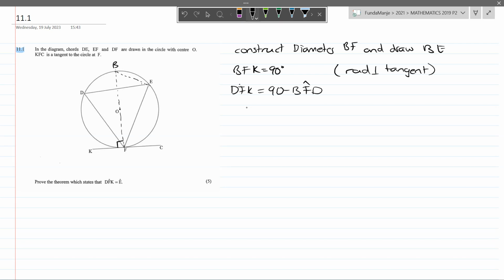Then here, this is just simple manipulation. We can say that DFK, which is this smaller one, is just 90 minus this other smaller one over there. So that's what we currently have so far. We expressed this angle in terms of this smaller one over here. Then from here, we will say that BEF is also equal to 90 degrees, and this is angles in a semicircle.